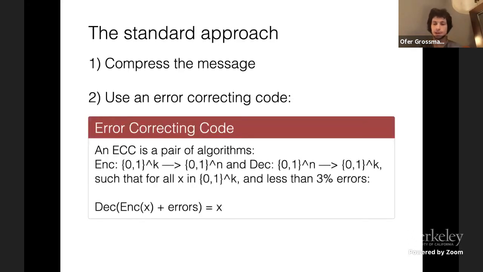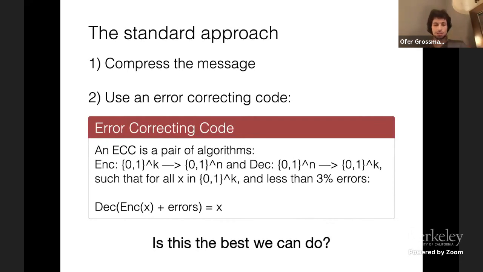In this case, an error correcting code is something like this. It's a pair of algorithms, an encoding and a decoding algorithm, so that whenever I encode something, add errors, and decode it, I get the original thing. It's just a standard error correcting code definition.